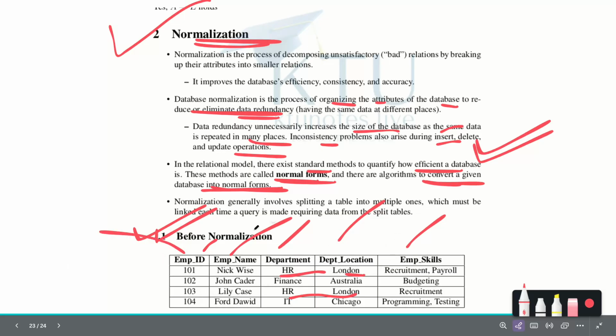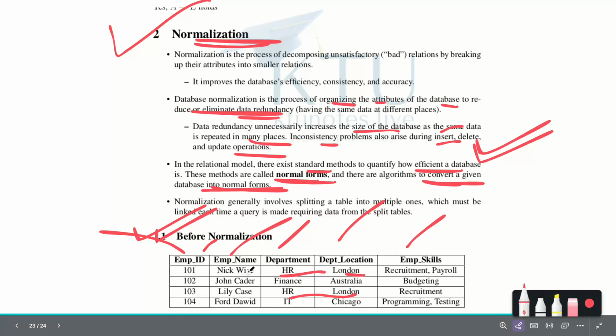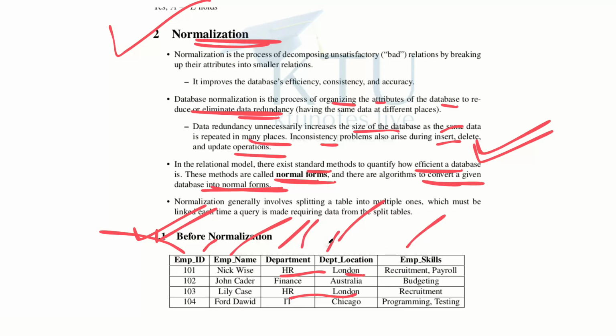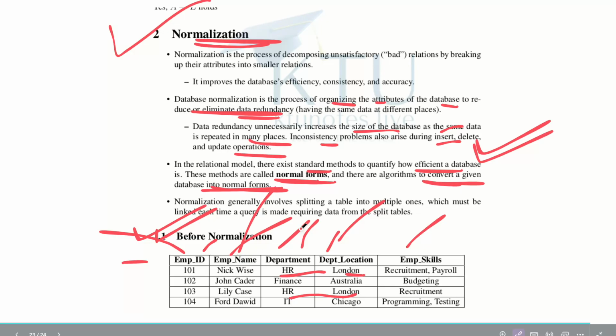So what happens before normalization is that if a lot more employees are coming, they will be in one of these departments, so the department location would be the same. That data gets repeated again and again. HR London, Finance Australia, IT Chicago, these data would get repeated again and again if our data is increasing.